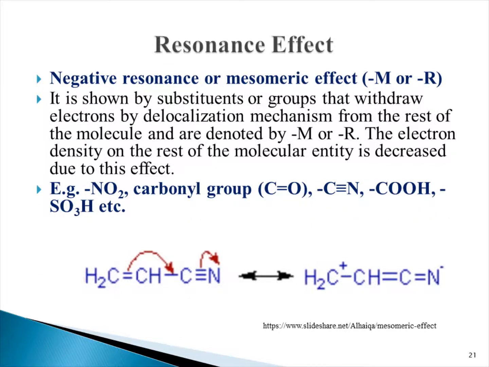Negative resonance or mesomeric effect. It is shown by substituents or groups that withdraw electrons by a delocalization mechanism from the rest of the molecule and are denoted by -M or -R. The electron density on the rest of the molecular entity is decreased due to this effect.